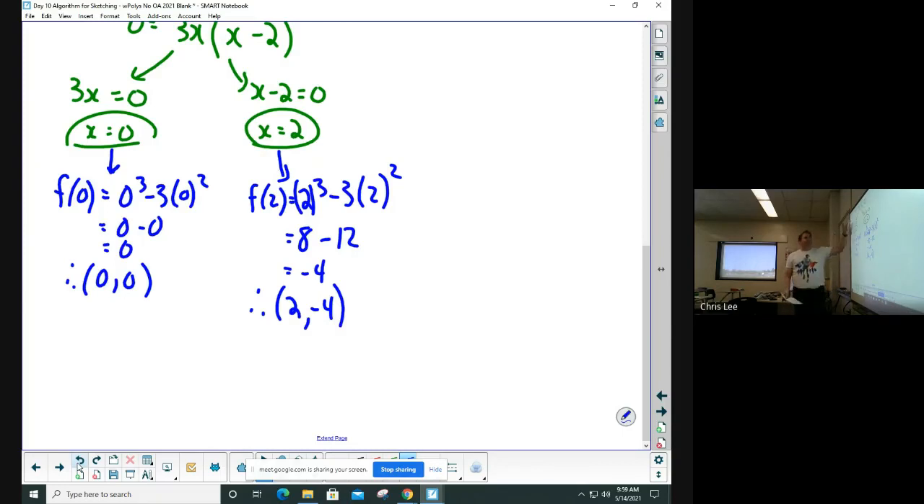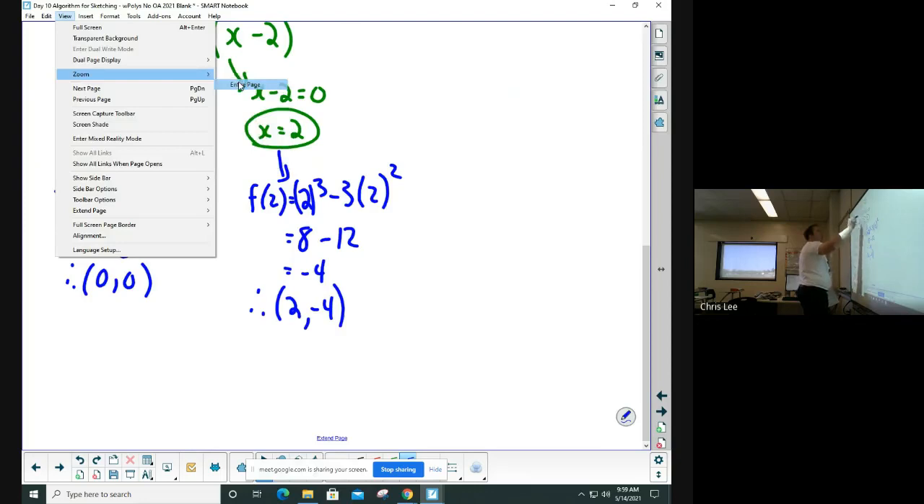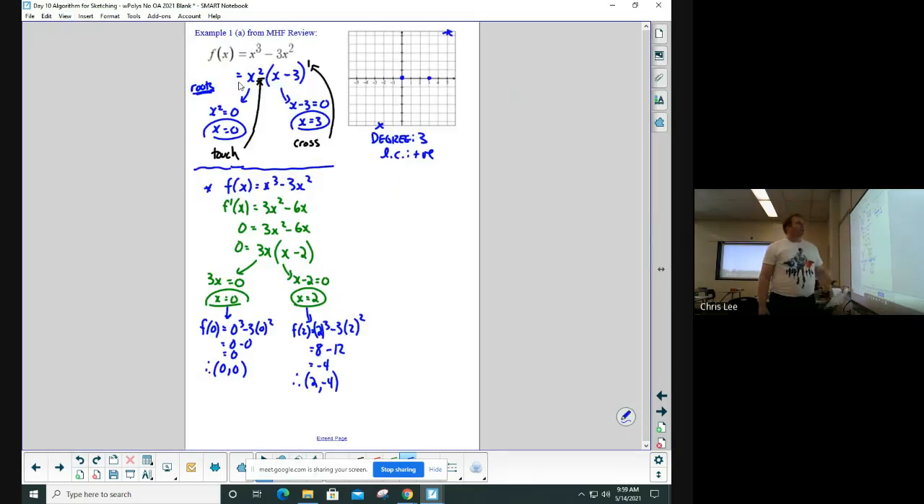Okay, so set the derivative equal to 0. Found the two spots, the x values, found their corresponding coordinates. And now I've got two critical points. I can plot these on the graph right now. Okay, so I'm going to go here and plot these on as critical points.